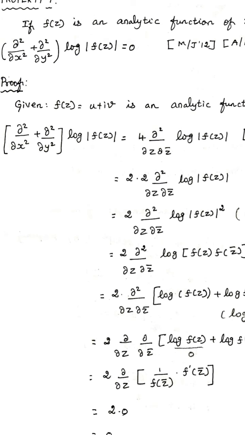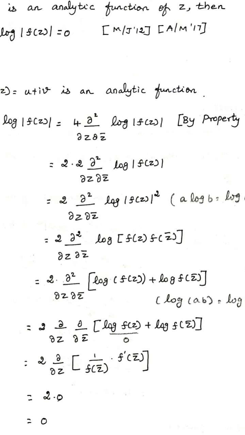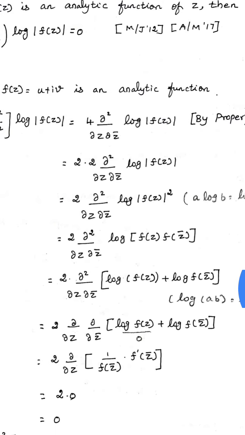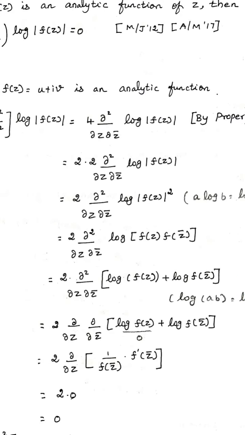The same thing I am following in reverse. Here I am writing a into log of b is equal to log of b power a. So this 2 will go to the power of the log of modulus of f(z) the whole square. Modulus of f(z) the whole square, how can I write it? f(z) into f(z̄). Then again I am going to split the ∂² as ∂ into ∂.